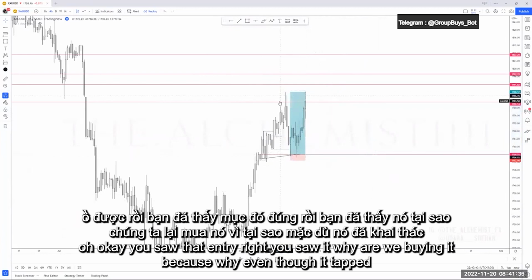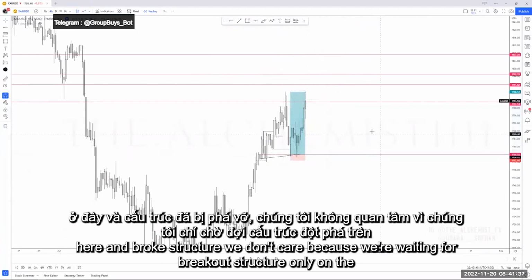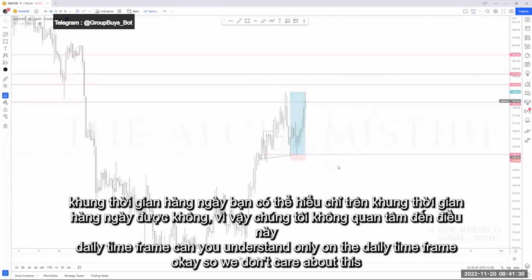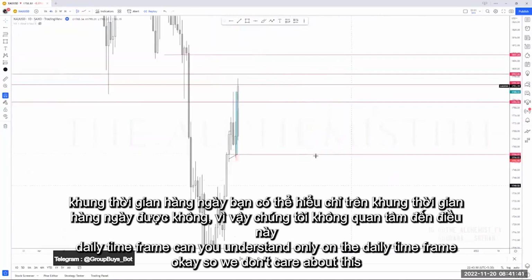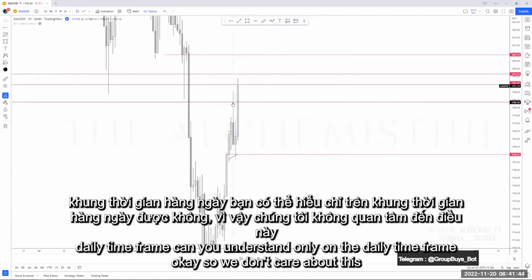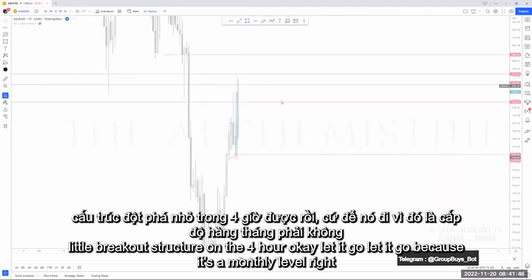Because even though it tapped here and broke structure, we don't care, because we're waiting for breakout structure only on the daily time frame. Can you understand? Only on the daily time frame. So we don't care about this little breakout structure on the 4 hour. Let it go.